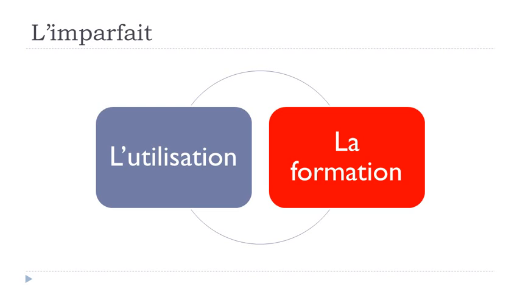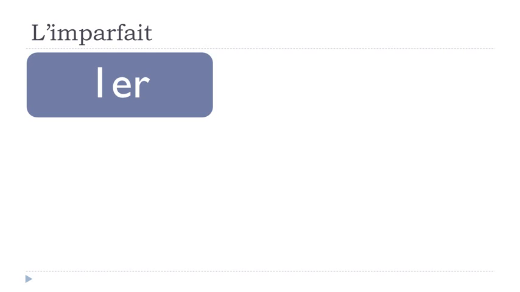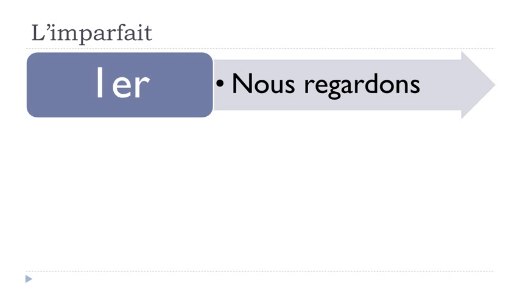Now let's see how to construct this imparfait. I've been taking some verbs from the first group and then the second and the third group. If you remember, we've got 3 groups of verbs in French. So the first one, regarder, to watch. And I've been putting this nous form at the present for a good reason. You will see why a bit later.